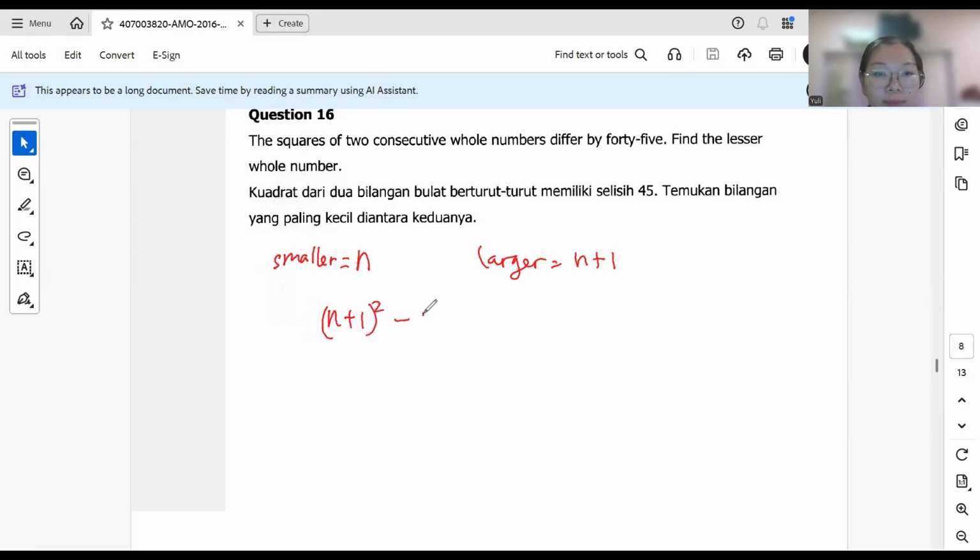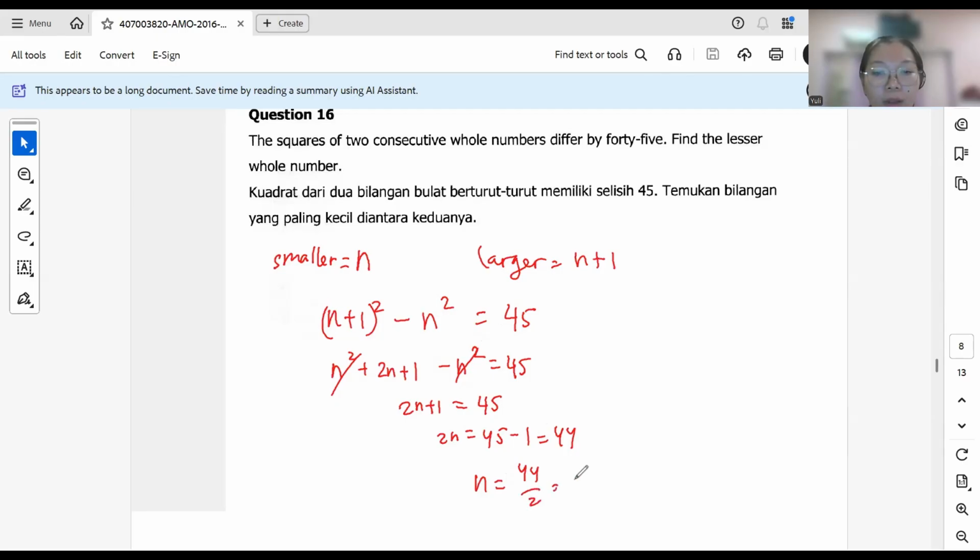The squares, right? So the difference is 45. And then you just expand it like algebra. So this one is gone. So n is 22. That's the answer. The lesser whole number is 22.